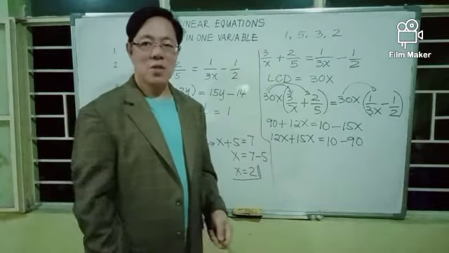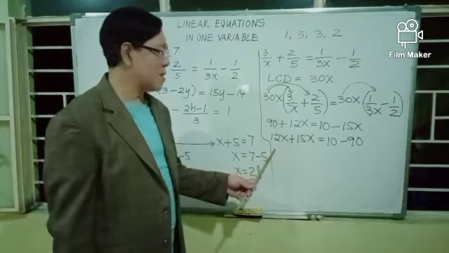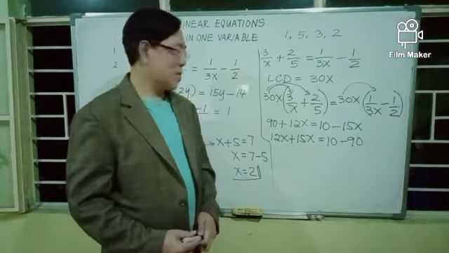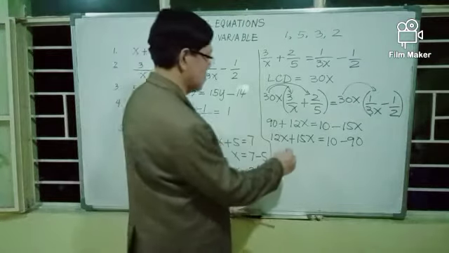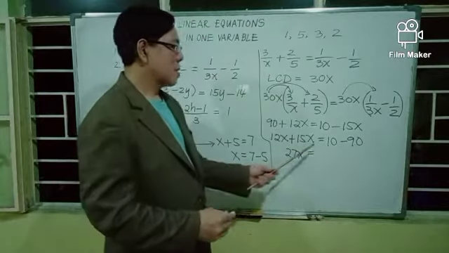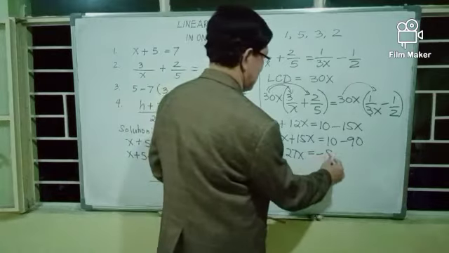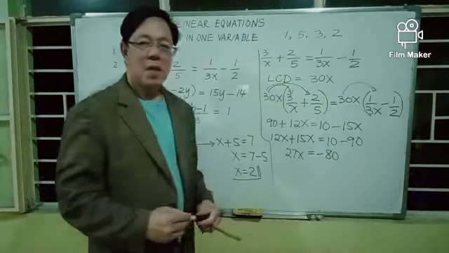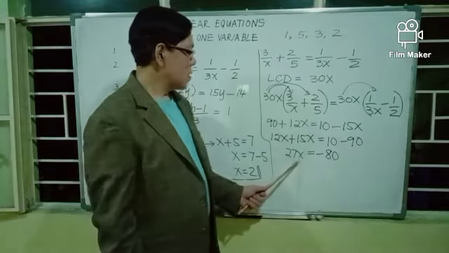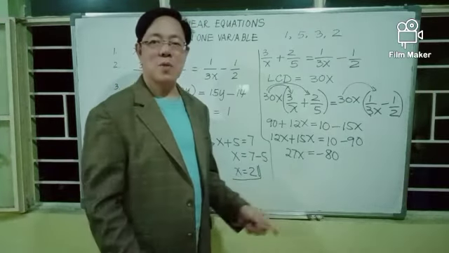Now after the transpositions, you combine the terms. These are now like terms at the left-hand side. 12x plus 15x equals 27x. Equals 10 minus 90 is minus 80. And in the final solution, the coefficient of x should be positive 1. So to remove 27 in the coefficient of x, we divide both sides by 27.